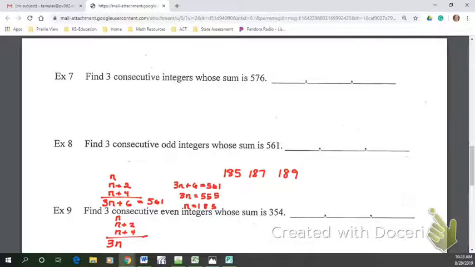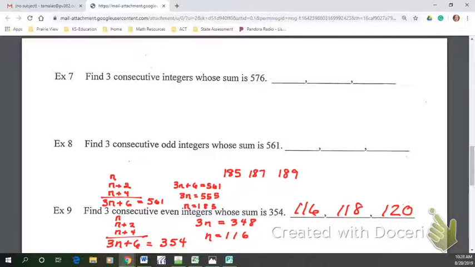354. So 3n plus 6 needs to be 354. So subtract 6, and I get 3n equals what? 348. And 348 divided by 3, 116. So my first even number is 116, then 118, then 120.